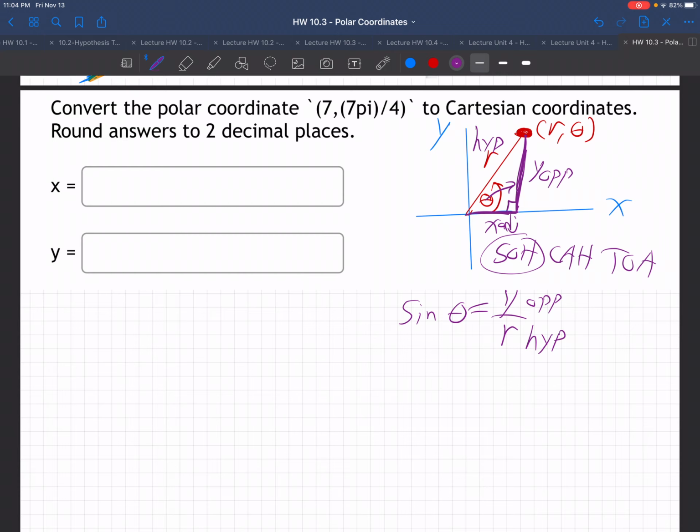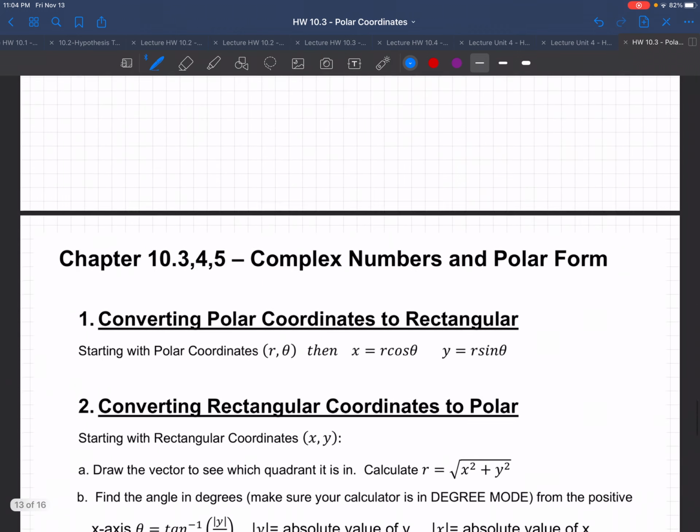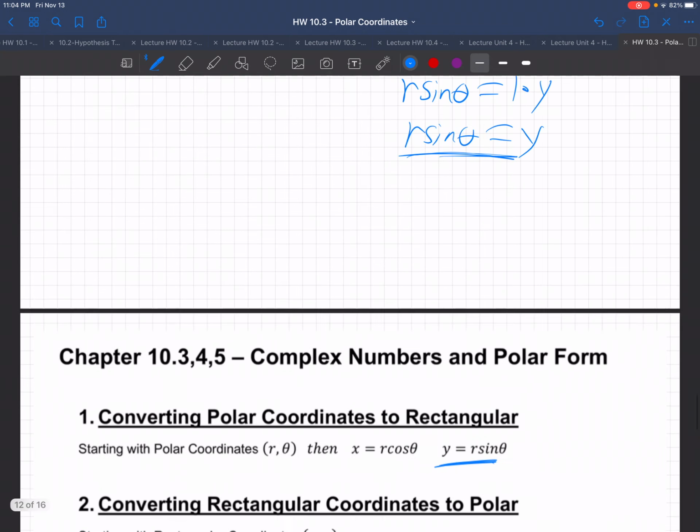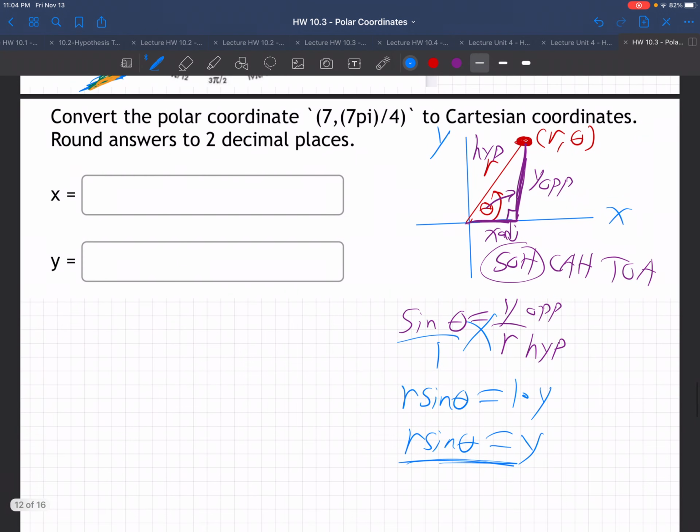That's just SOHCAHTOA. If you put a 1 underneath and cross multiply, you get r sine theta is 1 times y. In other words, y is r sine theta. That's where we're getting that. If you're at some point r theta in polar coordinates, your y coordinate, your height, must be r sine theta.